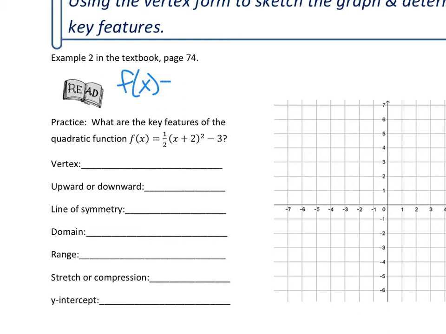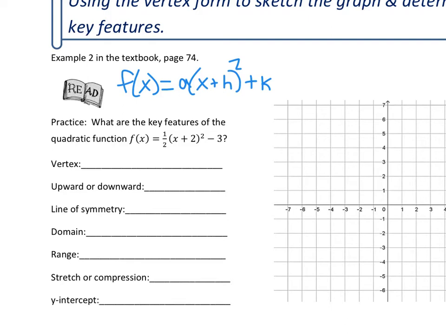Just to jog your memory, we've got some kind of stretch factor, and we have some kind of horizontal translation, and some kind of vertical translation. So in our particular example here, we've got a stretch factor of 1/2. It's positive. That means we'd expect an upward facing U, and it's got some vertical compression, meaning it's going to get a bit wider and shorter. We're adding 2 to our x variable. That means we're going left 2, and we're subtracting 3 from the output, which means we're going down 3.